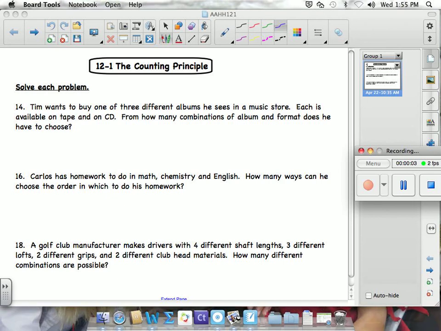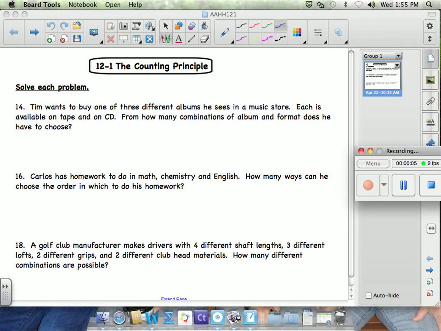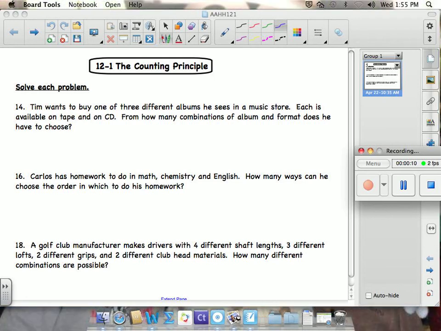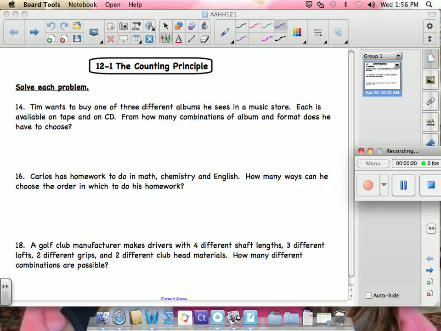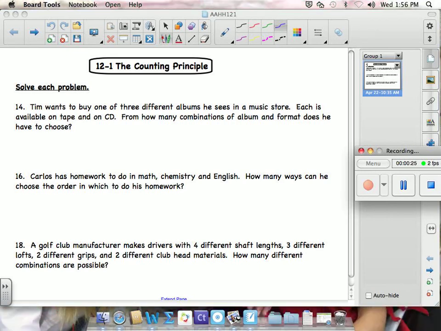In 12.1, we're working on ways of coming up with totals for certain things to happen. Those totals are going to be used when we get to probability. In 14, it says Tim wants to buy one of 3 different albums he sees in a music store. Each is available on tape and on CD. From how many combinations of album and format does he have to choose?